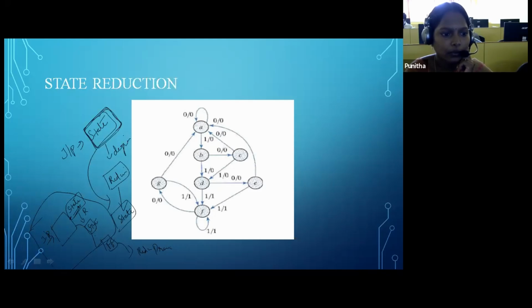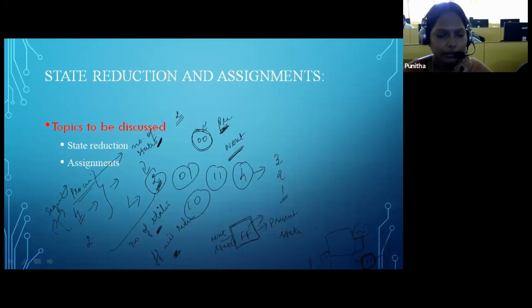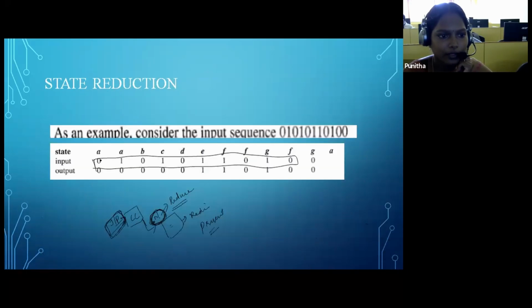For input, how the states are constructed: this is the general state representation. Just look here. First is input 0. The initial state is A. The processing starts with A. If I apply 0 to A, I will get the output 0 and the next state A.